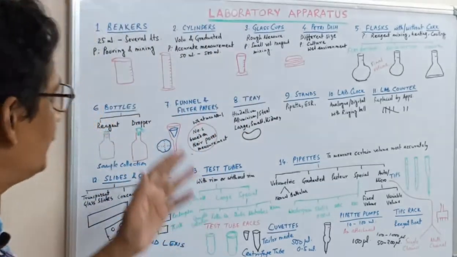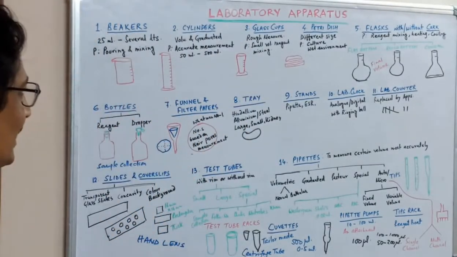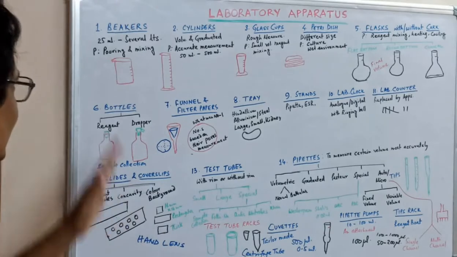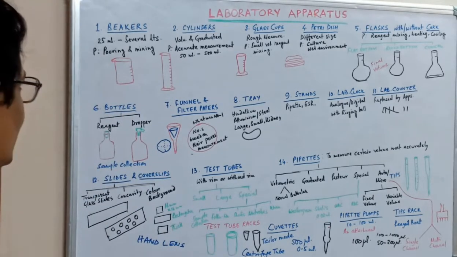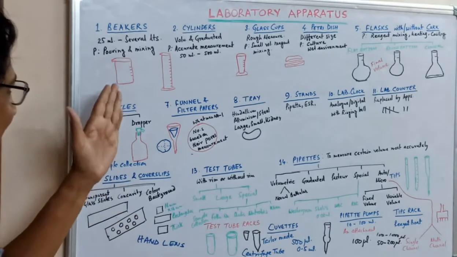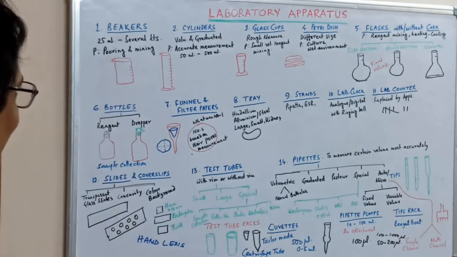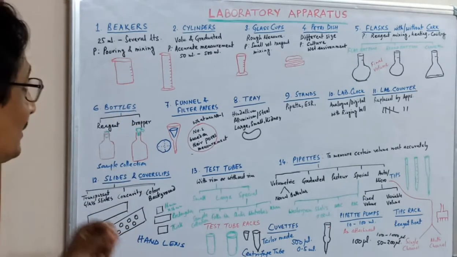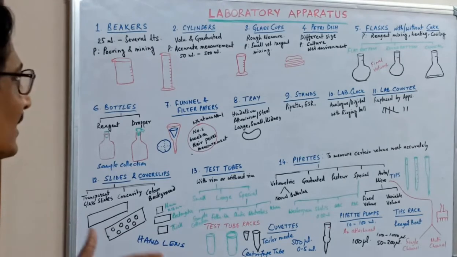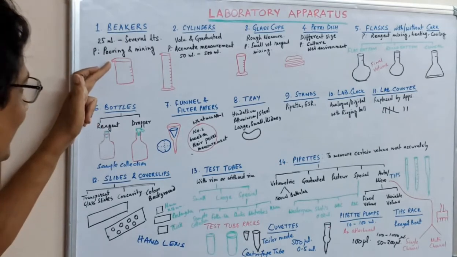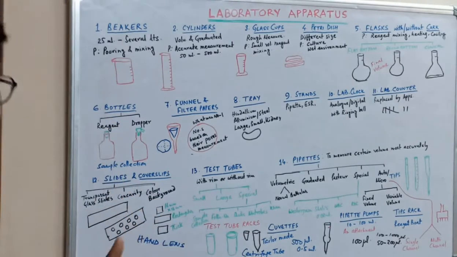So first is the beakers. Now what are beakers? Beakers are small containers made of glass. These are used for pouring and for mixing purposes. These are mainly from 25 ml to several liters. There is a graduation also, but these graduations are not for the measurement of accurate fluid. This is a rough measurement, and it is named beaker because it has a beak-like aperture.